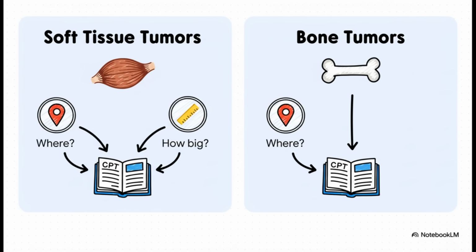And this slide right here, this is the money shot. This is the one to sear into your brain. It perfectly sums up the difference. You see a soft tissue tumor, you ask two things: where is it and how big is it? But you see a bone tumor, you only have to ask one simple question: where is it? That distinction alone will save you so much time and get you to the right code every time.